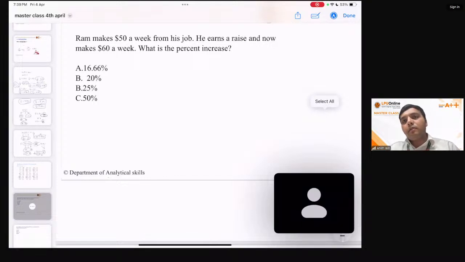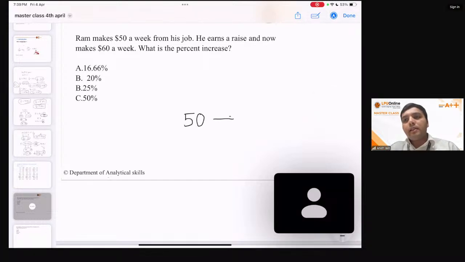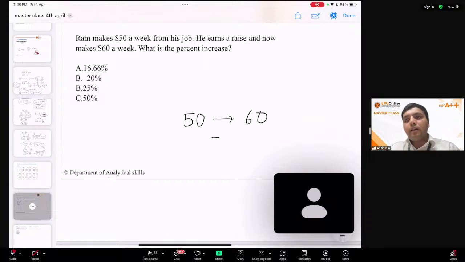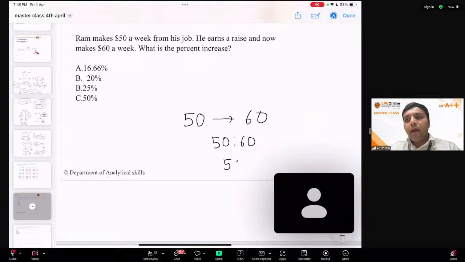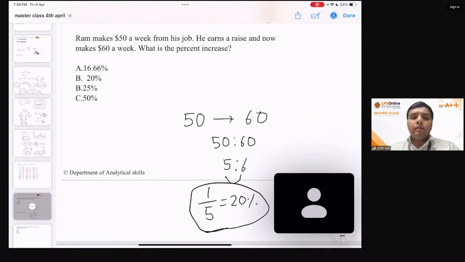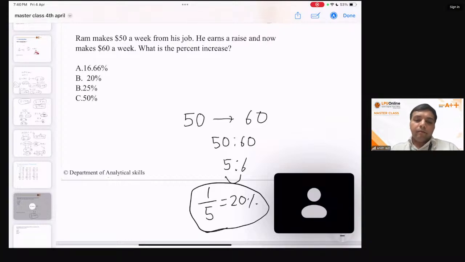Ram makes $50 in a week and his earning increases from 50 to 60. The ratio 50 to 60 is 5:6. 5:6 means an increase of 1 in 5. 1 by 5, we have discussed, is 20%. Orally you can solve. 1 by 5 is 20%. Okay, next question.